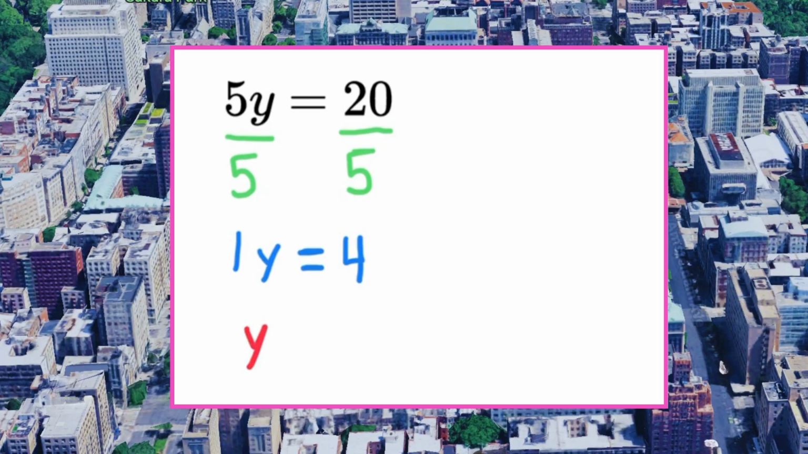5y divided by 5 is 1y. 20 divided by 5 is 4. Since 1 times any number will give you the same number, I do not need my coefficient of 1 in front of y, and I'll write my solution as y equals 4.